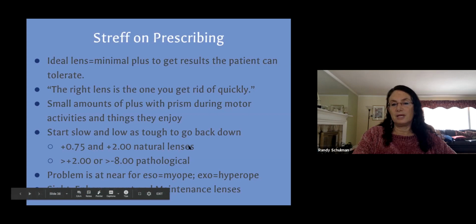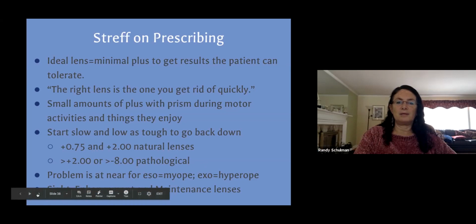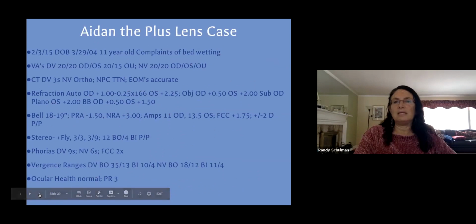And for the most part, he felt that any problem at near for a myope is because they're ESO, and that if it's an exo problem at near, that's because they're hyperopic. And really what you want to do is find the proper lens that will help with that mismatch, will improve their functioning overall. And then you would just have them in a maintenance type of prescription. So here's another case.